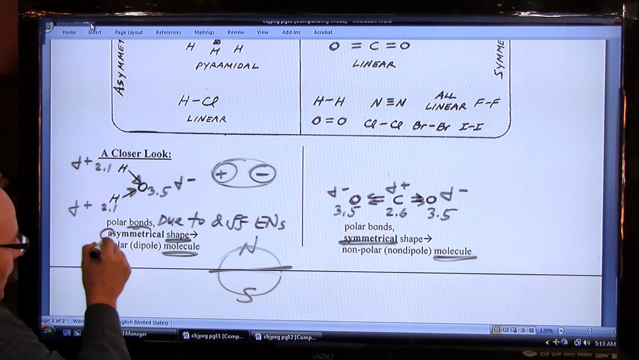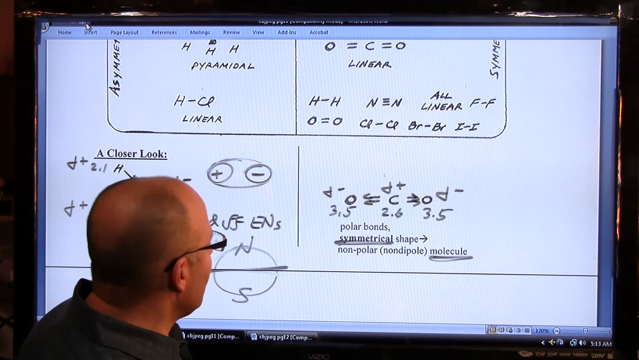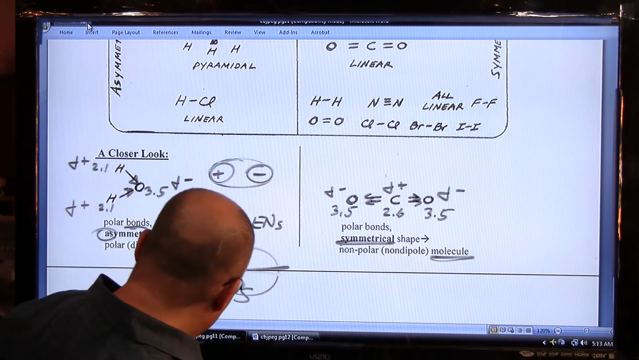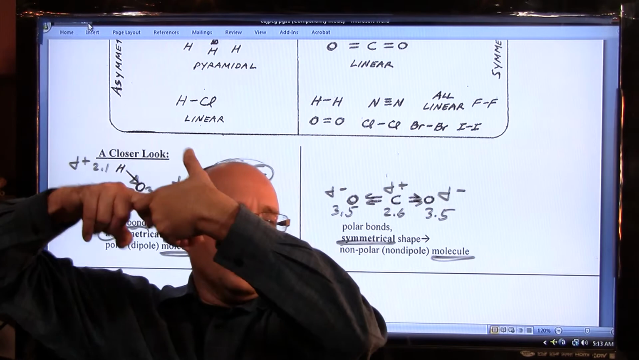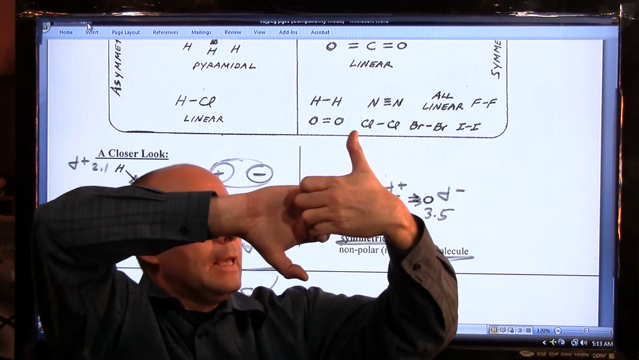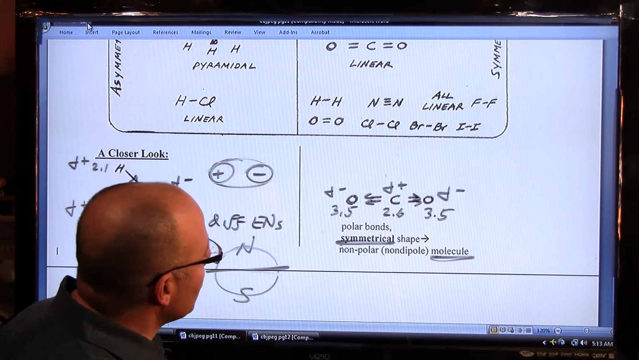An asymmetrical shape leads to a polar molecule, but a symmetrical shape, a non-polar molecule, because you can think of this as a tug of war. The electrons in this bond are being pulled this way, and in that bond the opposite way, but as a result, the electrons, in the end, stay in the middle. Because you can always think of a bond as a tug of war.